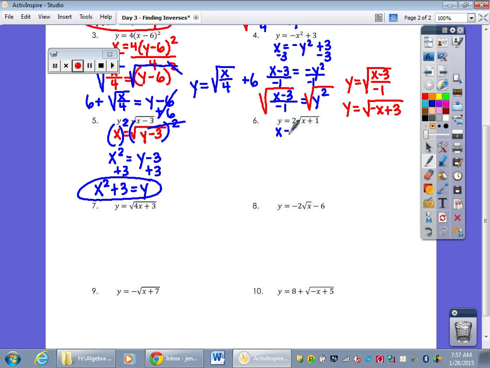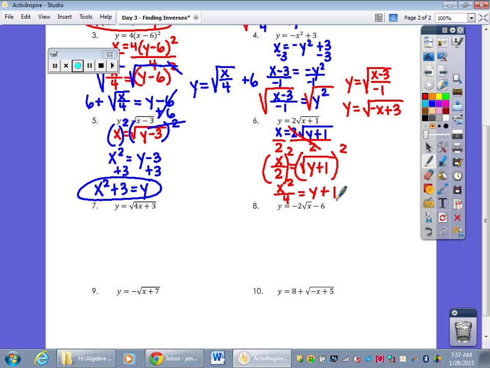Okay, for the next one, x equals 2 times the square root of y plus 1. Now on this one, I would divide by 2 first. So we have x divided by 2 equals the square root of y plus 1, and now we can square both sides. So you have x squared over 4 equals y plus 1. Notice when I squared x over 2, it's x squared and 2 squared, so x squared over 4.